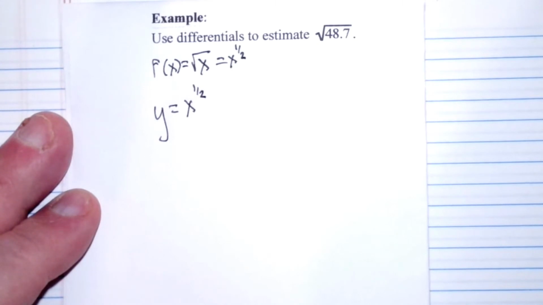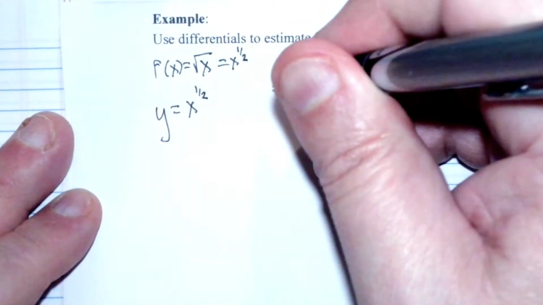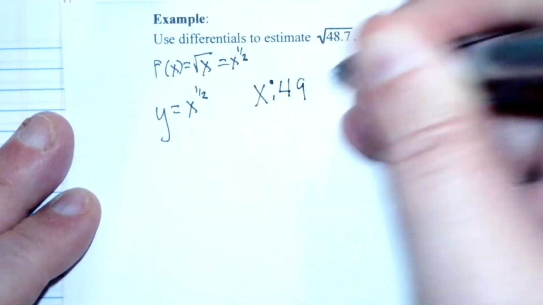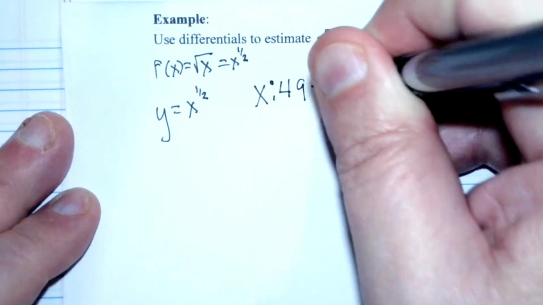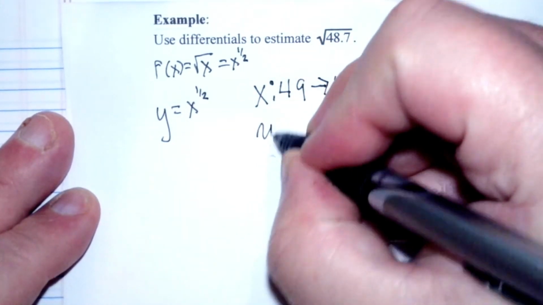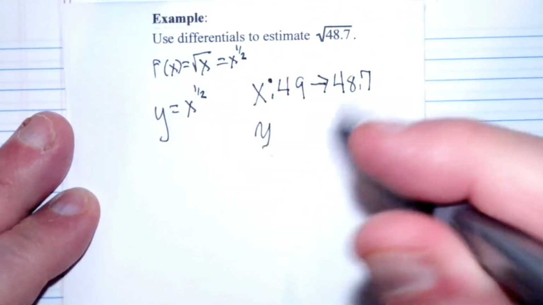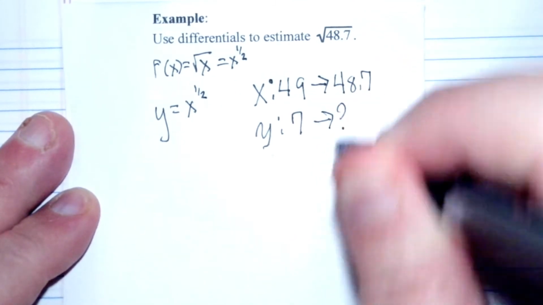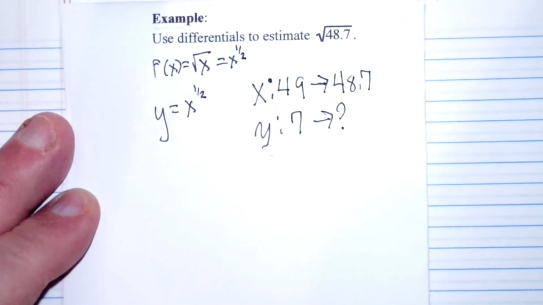Well, is there a number near 48.7 that would be easy to calculate the square root of? I hope you're thinking the square root of 49. So that's what we're going to do. We're going to think of x as changing from 49 to 48.7. And then y, which is the square root of x, is going to change from 7 to, I don't know. We'll have to figure that out.